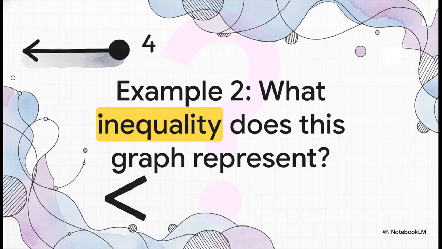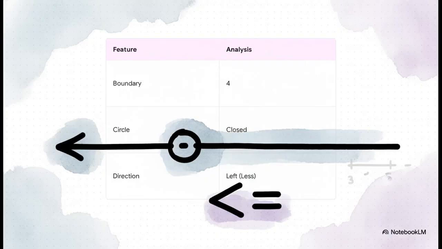Okay, round 2. Let's try another one. This time, our circle is at the number 4. But look, it's filled in. And the arrow is pointing the other way, to the left. So what's the inequality for this one? Let's run the scan again and see what's changed.